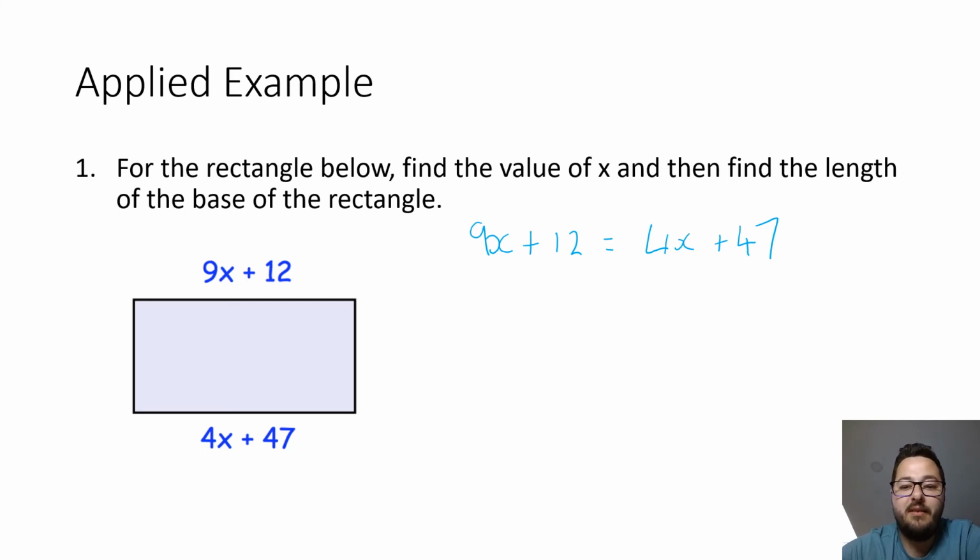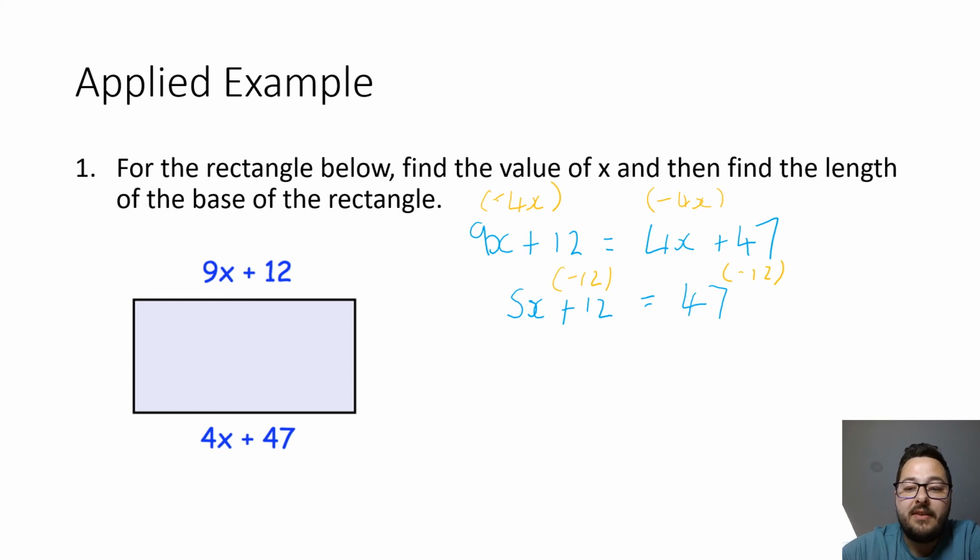Then we can do what we've been doing so far. So we can take away 4x from both sides. So that will leave us with 5x plus 12 equals 47. Then we want to take away the 12, and we do that to both sides. So that leaves us with 5x equals 35. And then finally, we divide by 5 to both sides, and we end up with x equals 7.